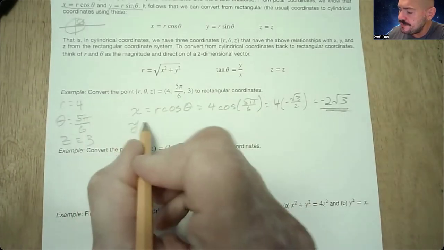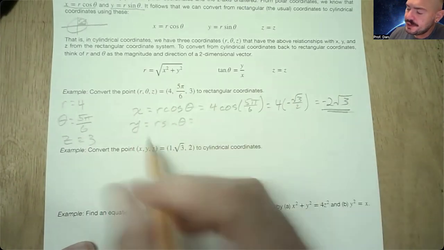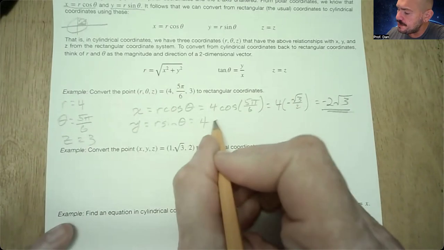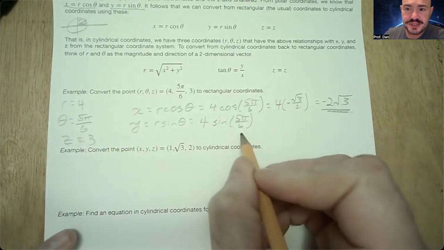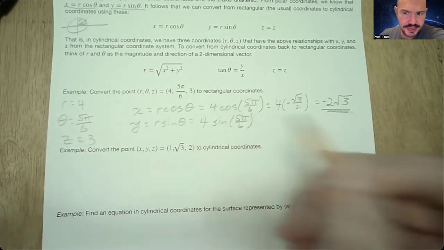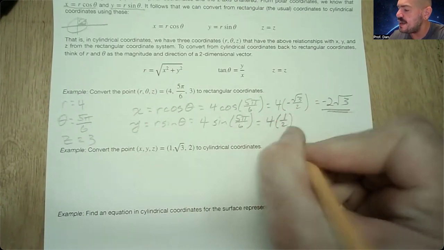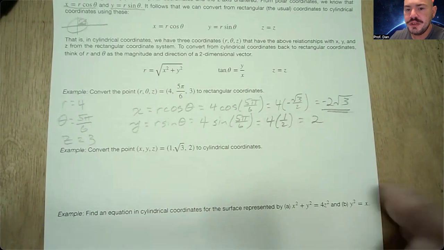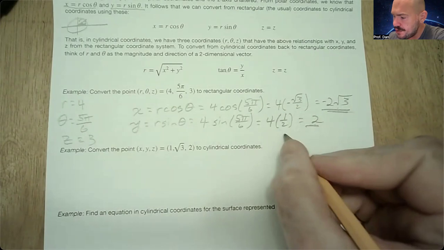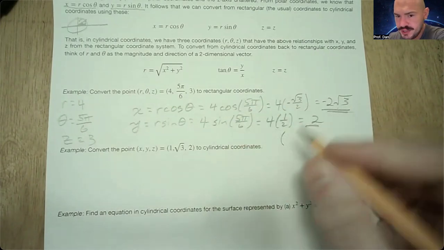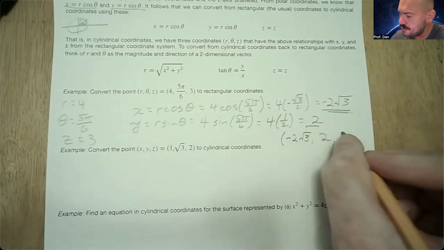The y coordinate we can get using r sine theta. So that's going to be 4 times sine of 5 pi over 6. Because we're in the second quadrant, we'll have a positive sine value. So this will be 4 multiplied by positive 1/2, also known as 2. So we got our x coordinate, we got our y coordinate, we already know the z coordinate. So our rectangular coordinate for this would be negative 2 root 3, 2, 3.